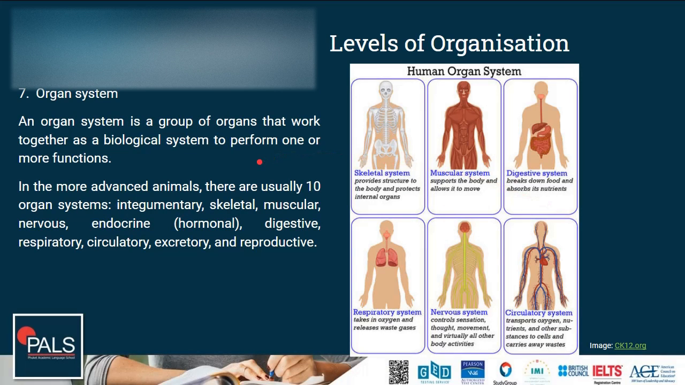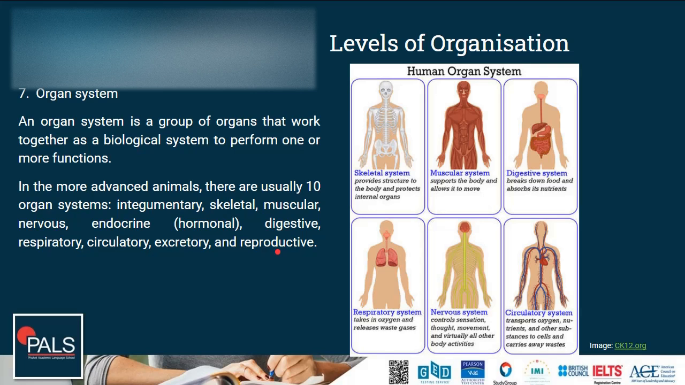The next level are organ systems. Here again, we have an organ system as a group of organs that work together as a biological system to perform one or more body functions. In the more advanced animals, there are usually 10 organ systems, including the integumentary, skeletal, muscular, nervous, endocrine, digestive, respiratory, circulatory, excretory, and reproductive system. These systems, again, are a group of organs that work together to perform that specific body function.